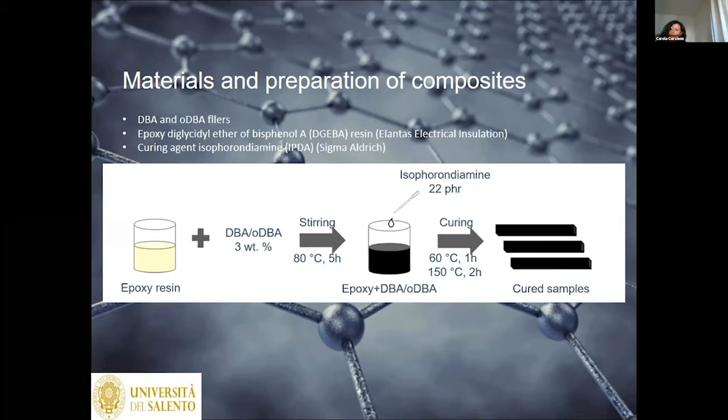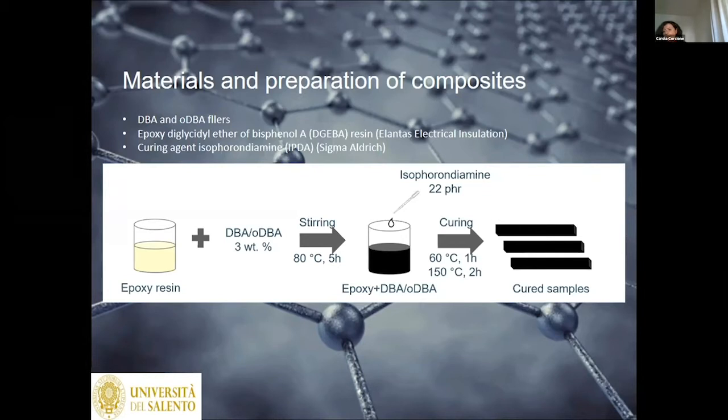So the filled epoxy mixtures were stirred for 5 hours, as you can see in the schematic representation that I reported in this slide, at 80 degrees. And then 22 phr of isophorone diamine was added to the filled resin mixtures. We cured the samples at 60 degrees Celsius for 1 hour and then at 150 degrees for 2 hours. So we performed the same study.